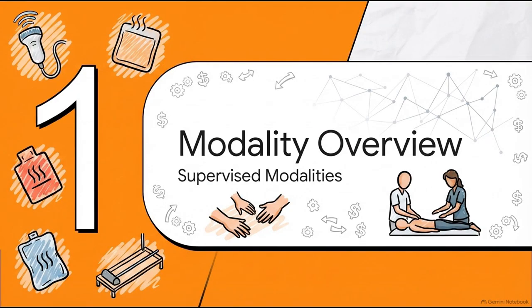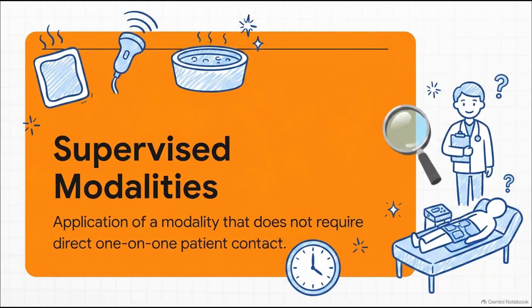Before we get into the weeds with specific CPT codes, let's establish a solid baseline on what this category actually is. Supervised modalities, which live in the CPT code range 97010 through 97028, are fundamentally different from your constant attendance therapies. The defining characteristic, they don't require your direct one-on-one contact. Once you set the patient up, the machine essentially does the heavy lifting. You're supervising, sure, but you don't need to be standing right there holding the device the whole time. Clinicians, you absolutely have to document this clearly. And billers, knowing this distinction is exactly what keeps you out of those constant attendance audit traps.